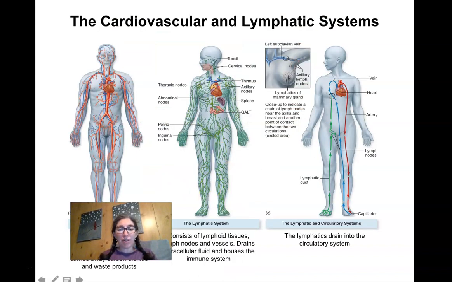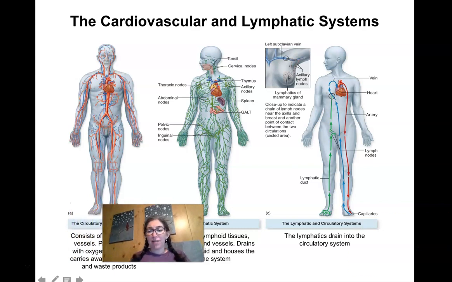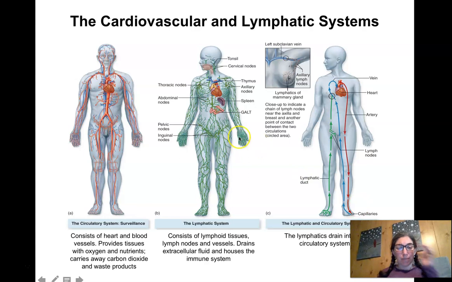So first, let's do a little bit of overview of the anatomy of the cardiovascular system and the lymphatic system. So the cardiovascular system is the heart and all the blood vessels, the veins and arteries and capillaries, and the purpose is to pump blood through the body, and the purpose of the blood is to really transport oxygen and nutrients to all the different tissues, and the heart is what keeps it flowing to all those different tissues.